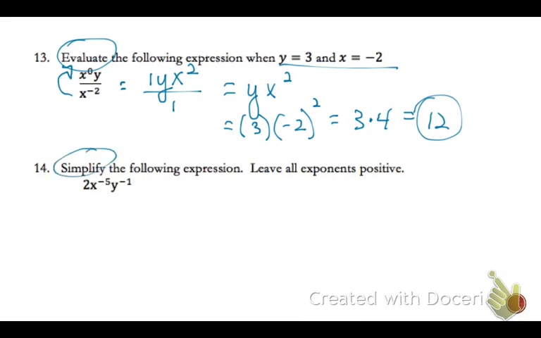Now we're just simplifying, and we want to leave all positive exponents. So again, we think about the properties. Notice we have 2, and then x to the negative 5th, y to the negative 1. So our 2 will remain in the numerator. The x will drop into the denominator, raised to the positive 5 power, and the y will also drop into the denominator, raised to the positive 1 power. And now, if you look at our expression, it's simplified, and we have all positive exponents.